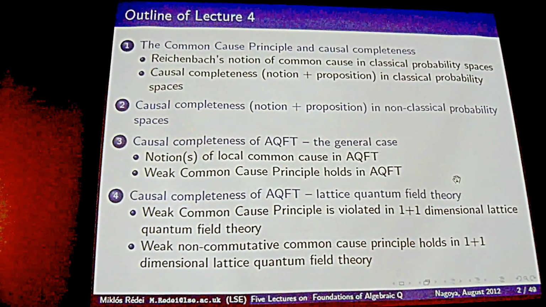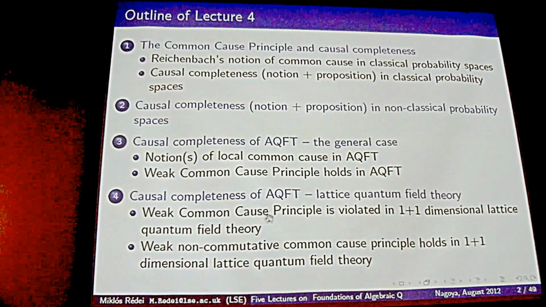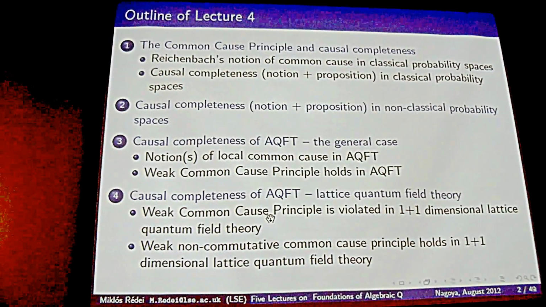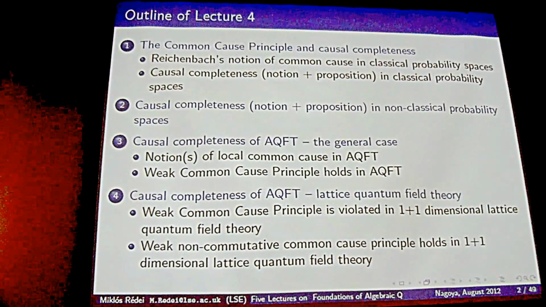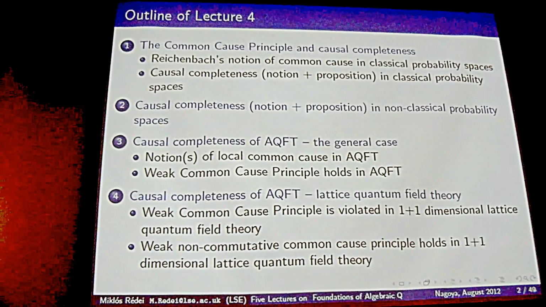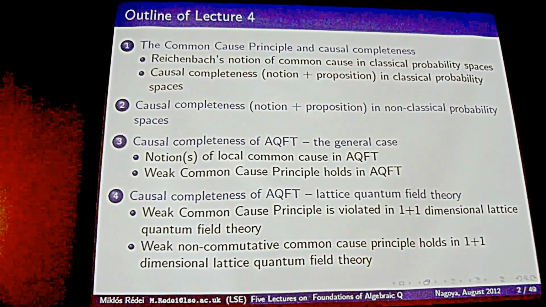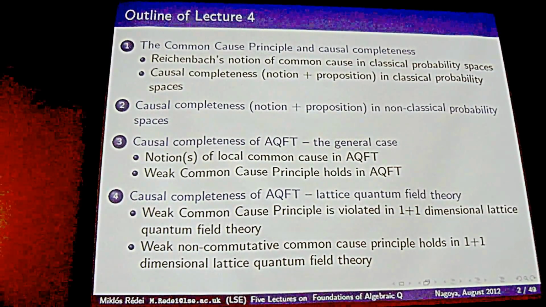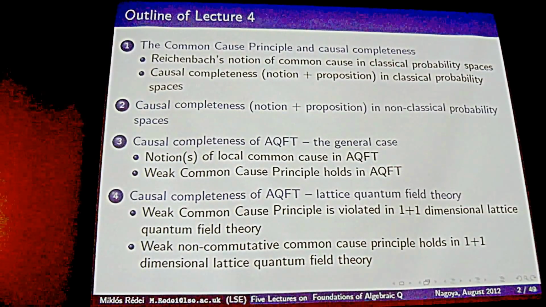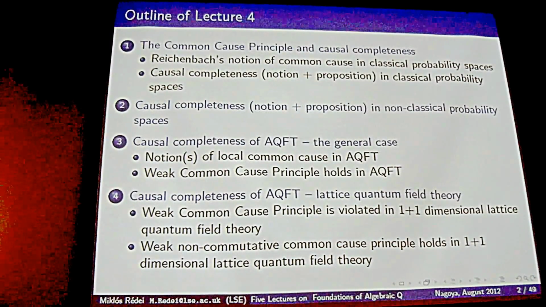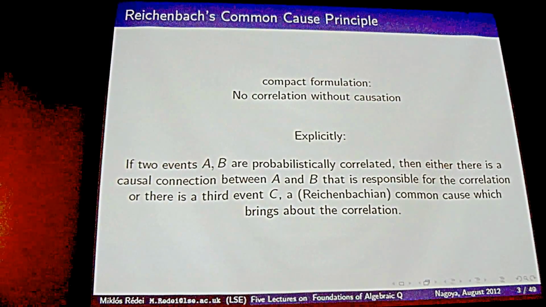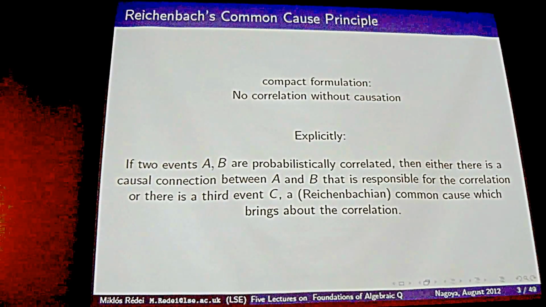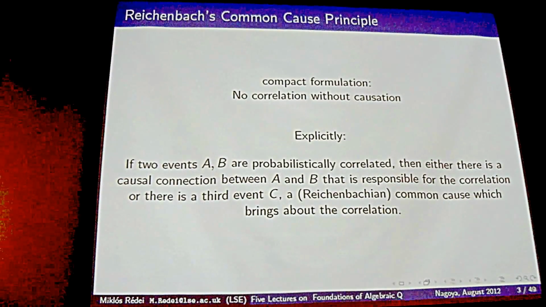the discrete case. On the other hand, there's a modification of the notion of common cause, bringing up certain features of the common cause in a non-commutative context, which saves the common cause principle in the sense that one can show that the weak inversion holds in the lattice quantum field theory in 2 dimensions. So that's the outline. And here is first the notion of common cause principle.